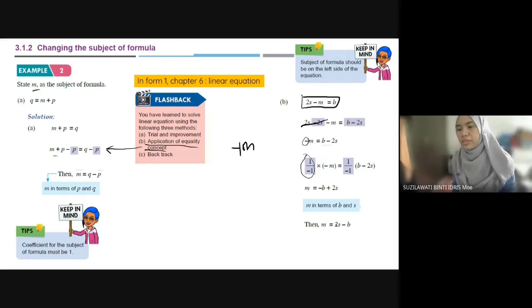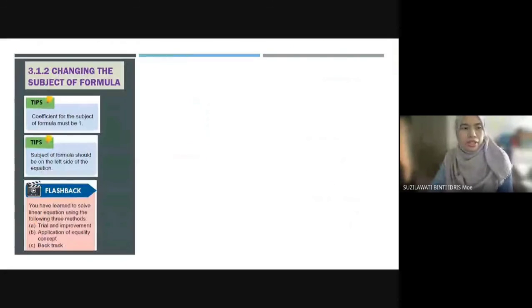Okay. Kalau kamu jawab ni pun dah betul. Ni pun dah betul. M in terms of b and s. Remember the words there. M in terms of b and s. Okay.